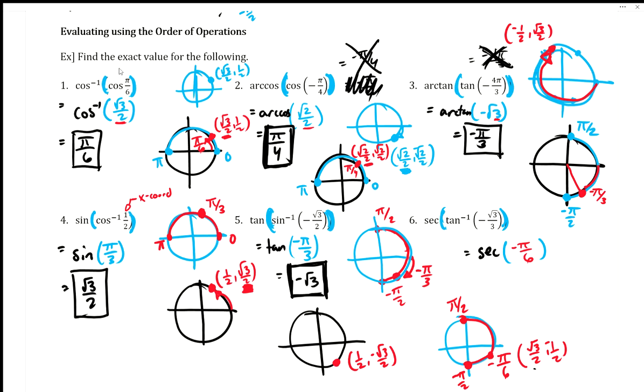Secant of negative pi over 6 is focusing on that x coordinate. But remember, secant is the reciprocal of cosine. So we would flip that answer. So this becomes positive 2 over radical 3. And then we can rationalize it real quick by multiplying both the top and bottom by radical 3. So our final answer is 2 radical 3 over 3.